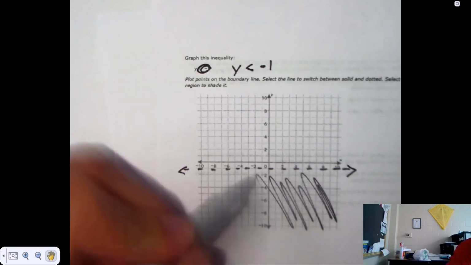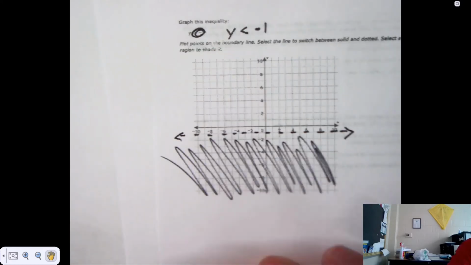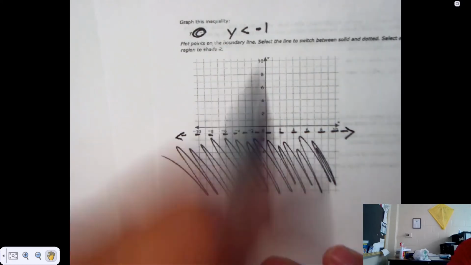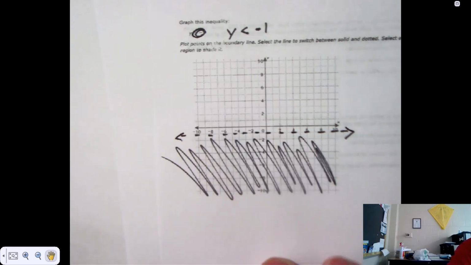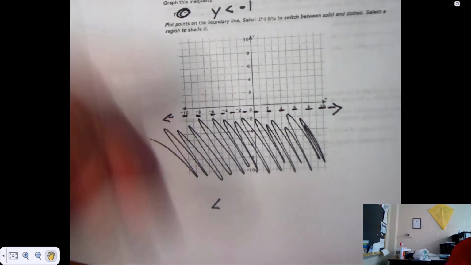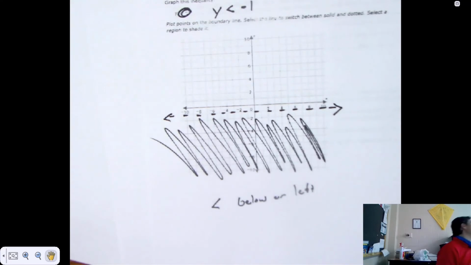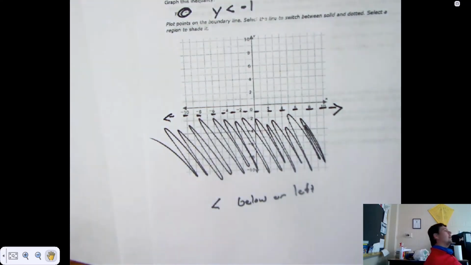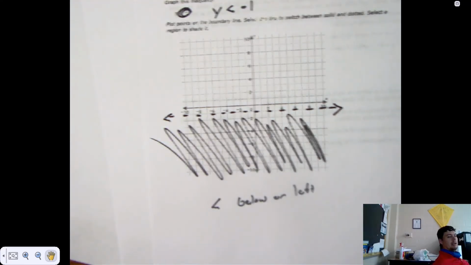Now, Ty is saying shade below. Does that make sense? Because -2 is less than -1. -4 is less than -1. And I'm going over these things because sometimes kids have a hard time with how do you shade. They really have a hard time with it. Generally speaking, less than is below or left. That's generally speaking. It doesn't always appear to be that way, but generally speaking, that's what it means, below or left.